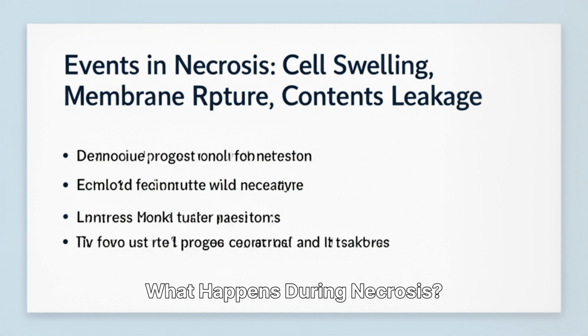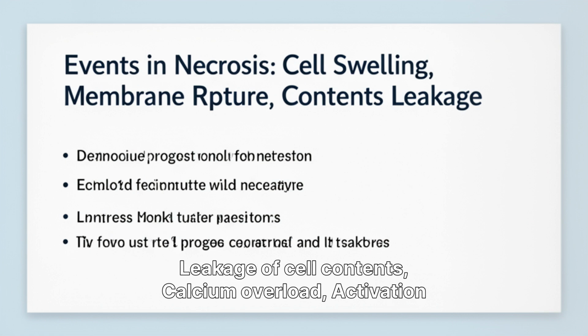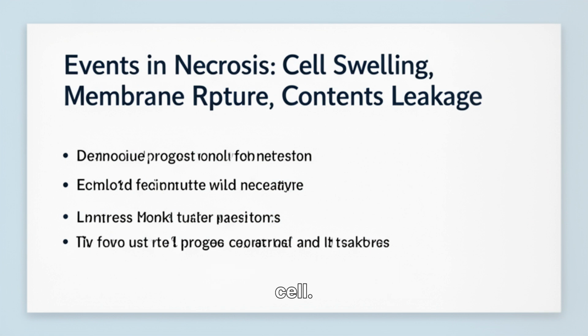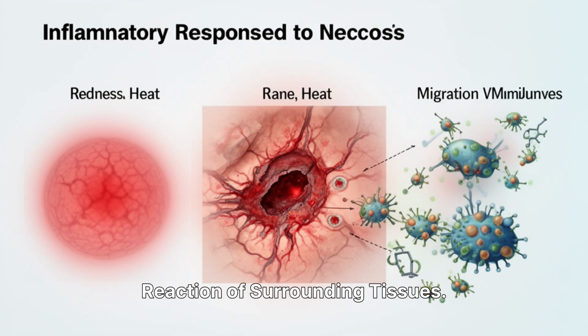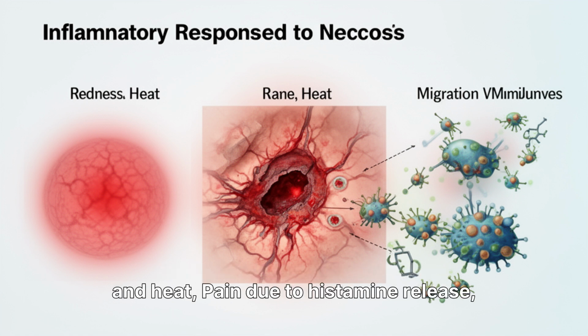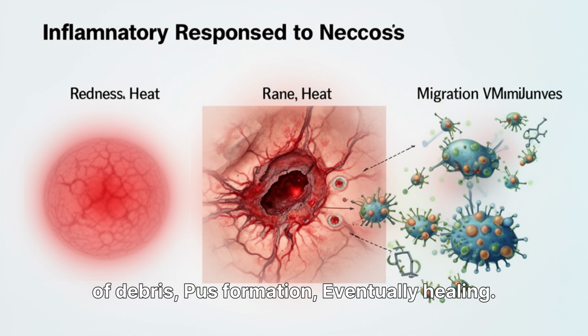What happens during necrosis? Key events include cell swelling, membrane rupture, leakage of cell contents, calcium overload, activation of destructive enzymes, complete breakdown of the cell. Reaction of surrounding tissues. Necrosis causes inflammation, increased blood flow, redness and heat, pain due to histamine release, migration of immune cells, edema formation, removal of debris, pus formation, eventually healing.